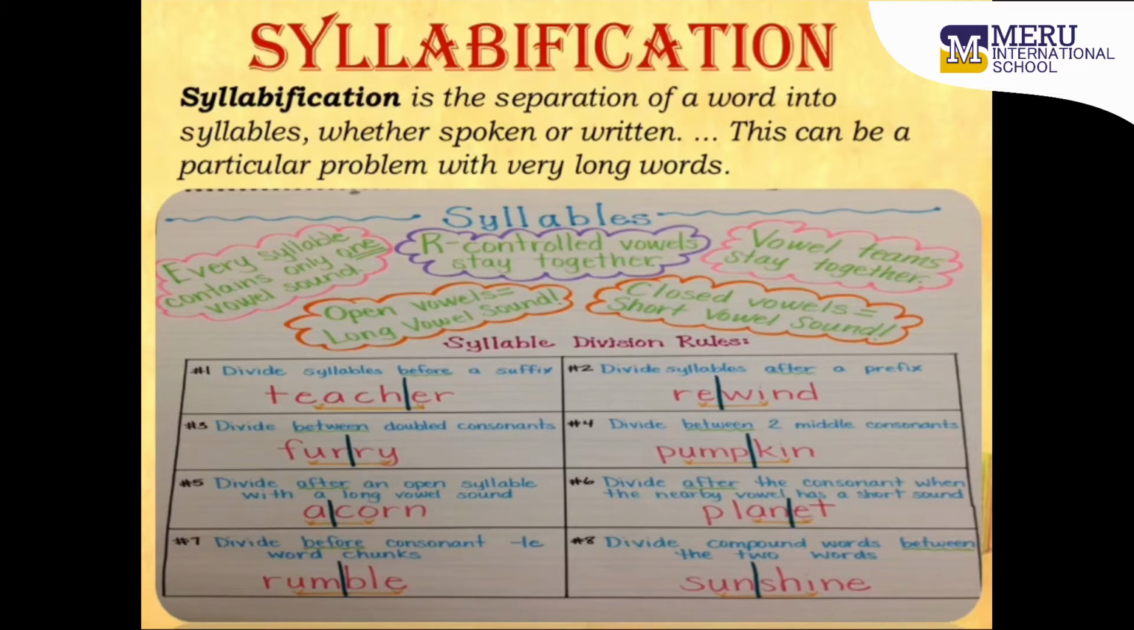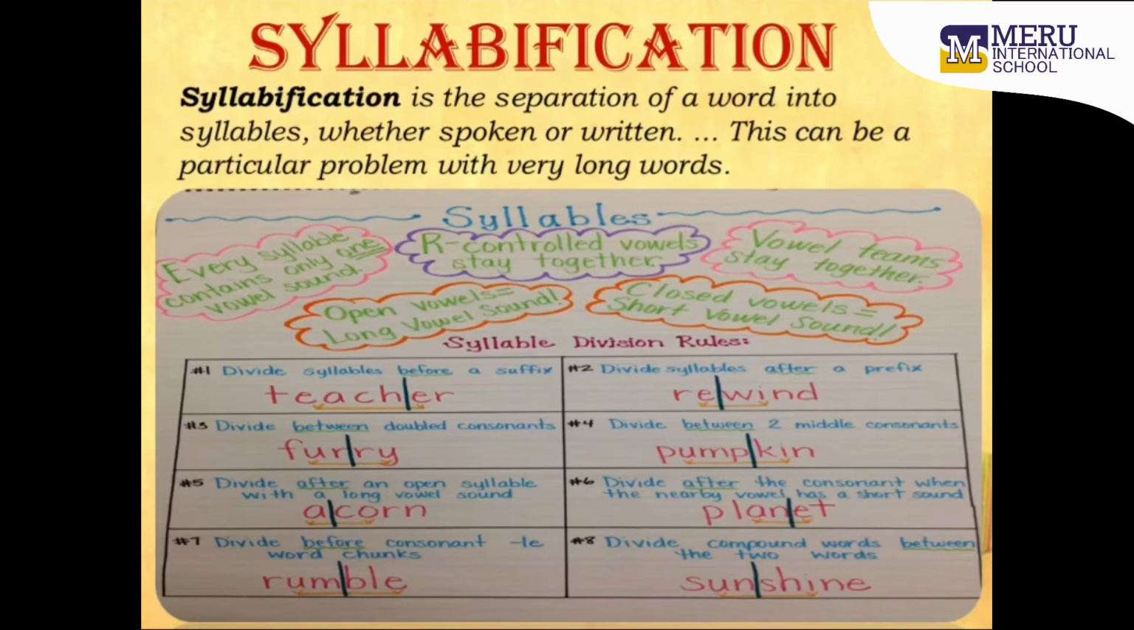The next rule is divide before consonant-le word chunks. When a word has LE at the end, you have to divide the word from the consonant before LE. That is rum-ble. And when you have a compound word, you have to divide the word between the two words. As in sun-shine. I hope these rules are clear.